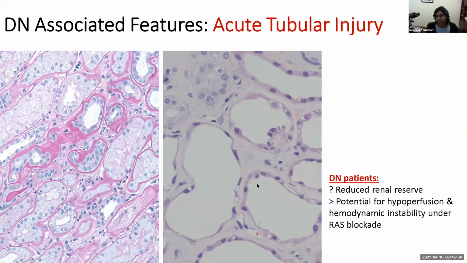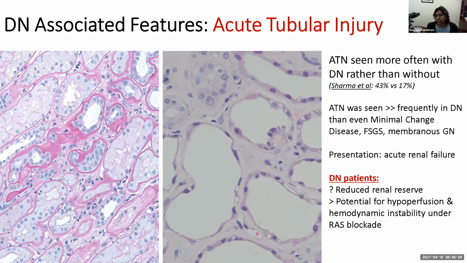And it's actually, like I said, very common in patients with diabetic nephropathy, perhaps because of reduced renal reserve, and there's a potential for hypoperfusion, and hemodynamics are not normal. And this is actually being shown in some of the studies as well.